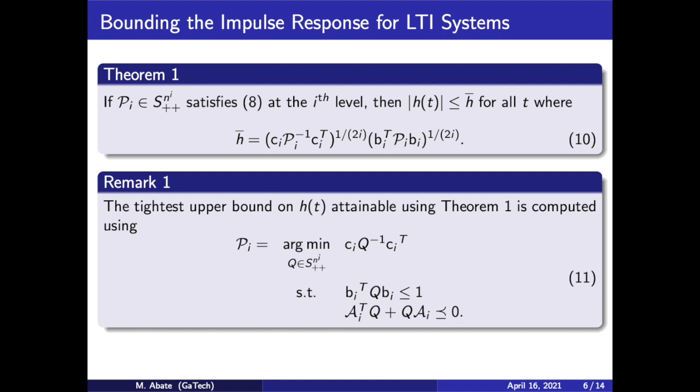which is that you can actually formulate the search for the tightest possible bound using this approach as a semi-definite program. All right, so what we're going to do is we're going to solve the optimization problem given as equation 11. This gives us a very specific P matrix, which is a quadratic Lyapunov function for a higher order system. And then we're going to take that P matrix, plug it into 10, and this is going to give us a norm bound on the impulse response for our initial system.